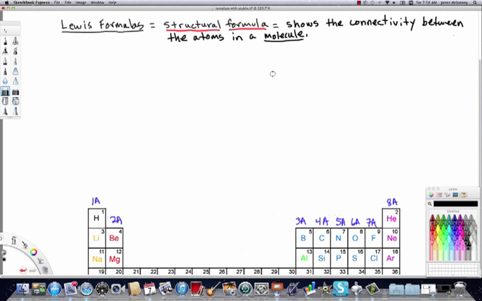Okay, this is the second video in the playlist that deals with drawing Lewis formulas of molecular compounds. A Lewis formula is a structural formula, so it shows the connectivity between atoms. And so what I want to do in this video is actually start the process and take the viewer through a set of simple rules to convert a chemical formula of a molecular compound.